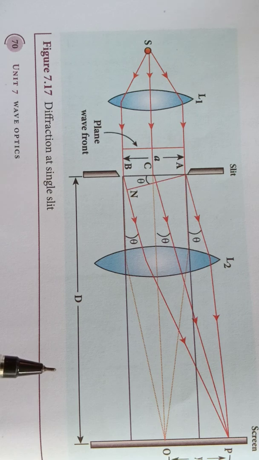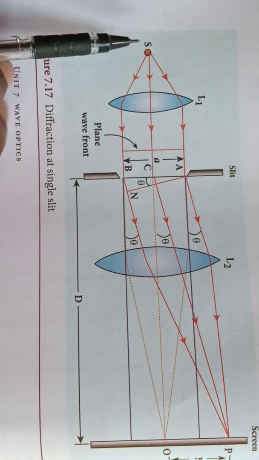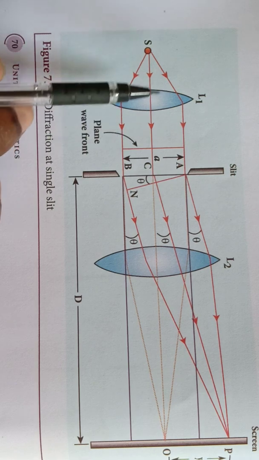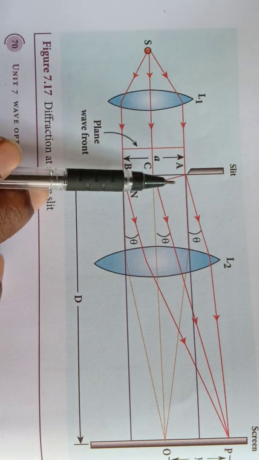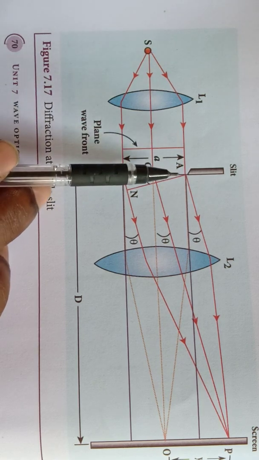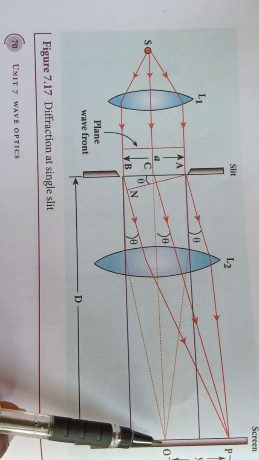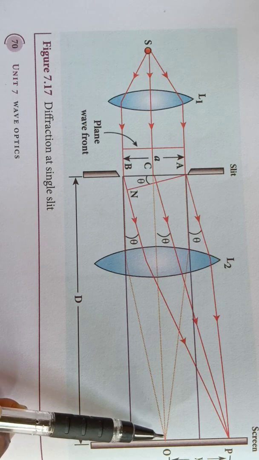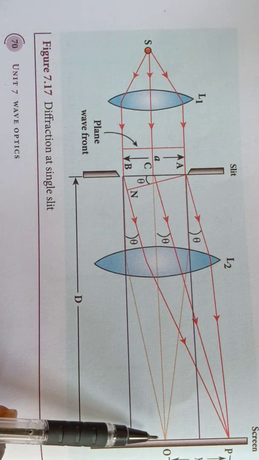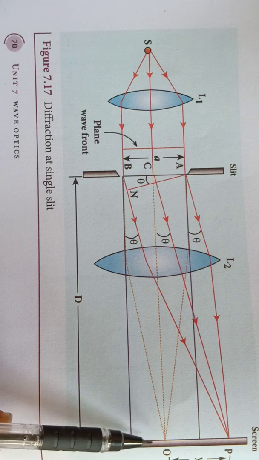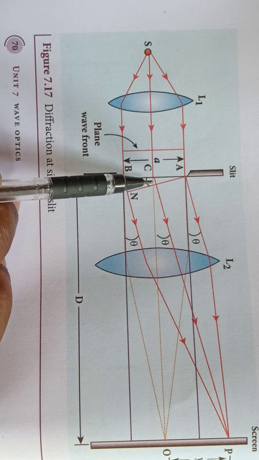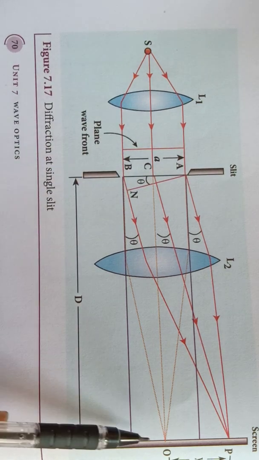First the source emits the light rays. They fall on the first convex lens, which makes them parallel, falling towards the slit. The diffracted beams fall on the screen at O. The straight line from the point C, which is the center of the slit, is perpendicular to the plane of the slit and falls at O, the center of the screen.